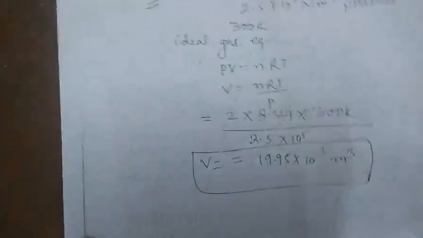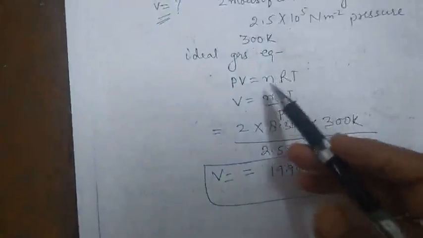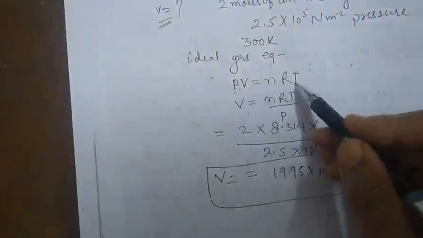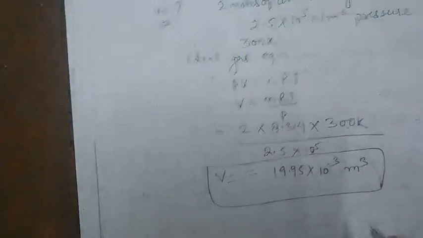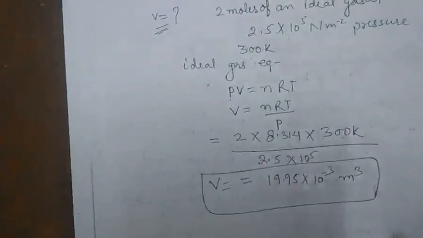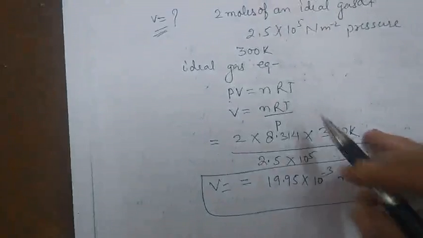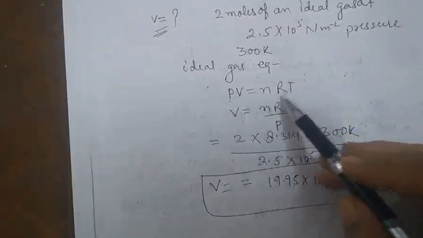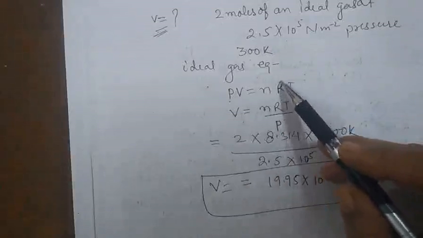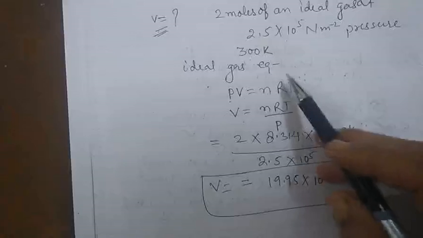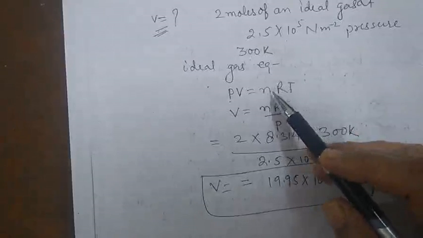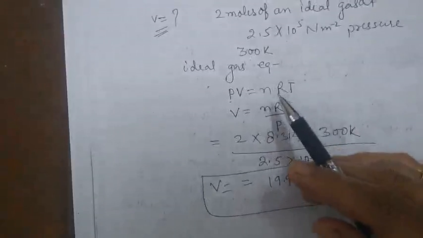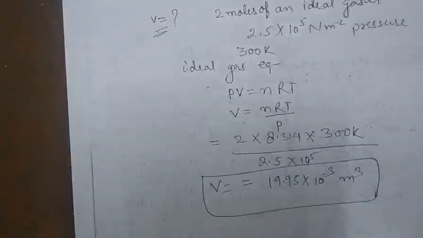There are various numericals in which we have to find the volume, or in some cases we have to find the pressure or the temperature. So by rearranging the formula we can easily find out the values of volume, pressure and temperature, whereas the value of R is always constant. This R is the universal gas constant, and its value is fixed.